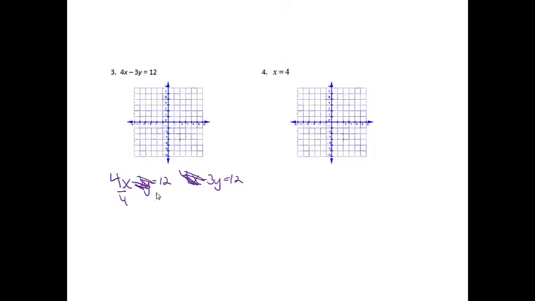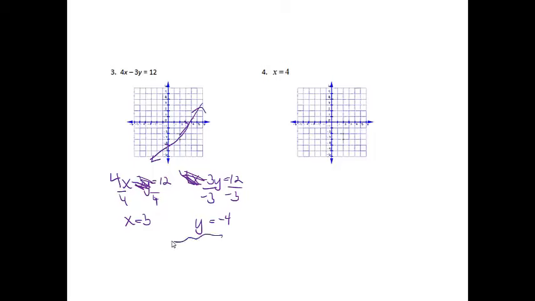Now we're just going to solve for each variable that is left. We'll divide both sides by 4. That will give me x equals 3, and then we'll divide both sides by -3, and that gives me y equals -4. That means this graph touches the x-axis at 3, and it touches the y-axis down at -4. So those are the intercepts, and then we can just go ahead and draw a line connecting those two.